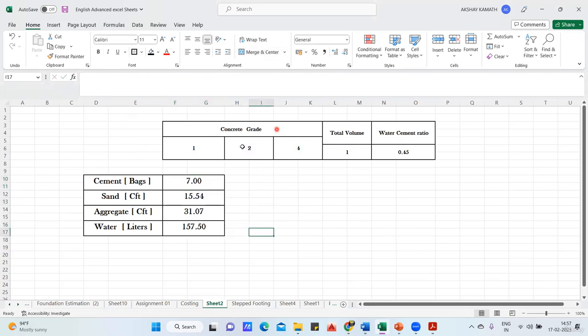Finish. Now I want M20 grade of concrete to be done. I told you to do the assignment. So M20 will be 1:1.5:3, I'll do. Finish. My answer is ready.